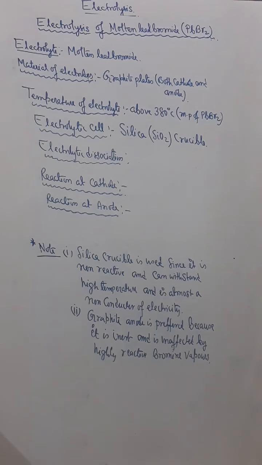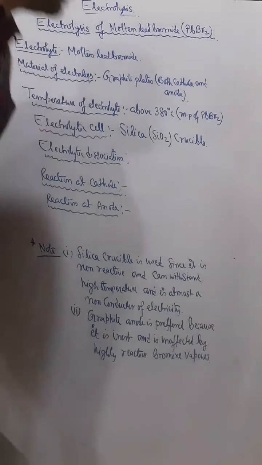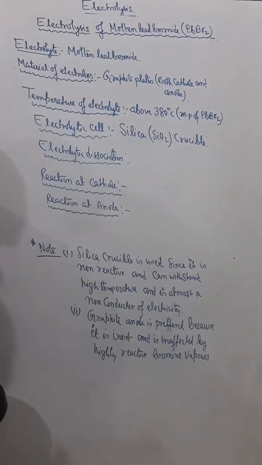Okay, students, this is electrolysis part 2. Now we'll start with electrolysis of molten lead bromide. As you can see, I've already written the process here.